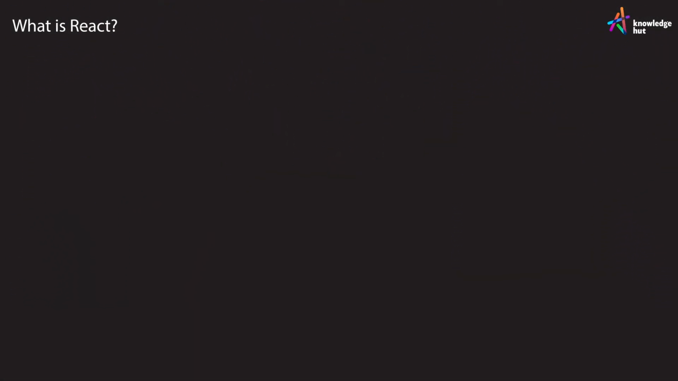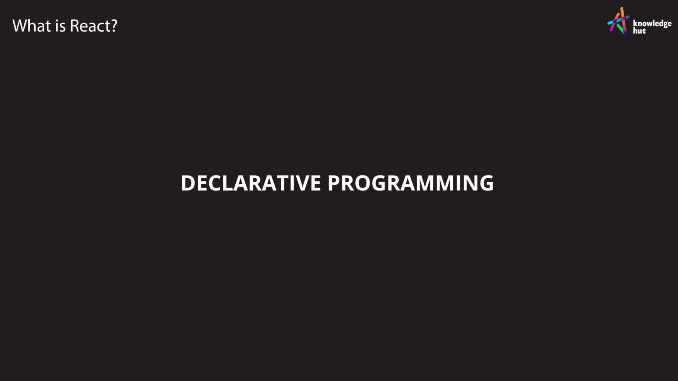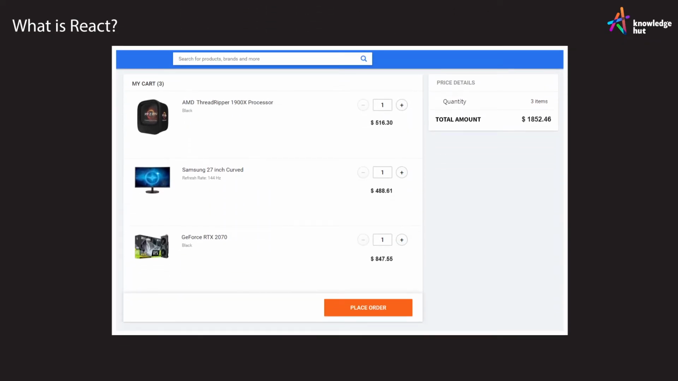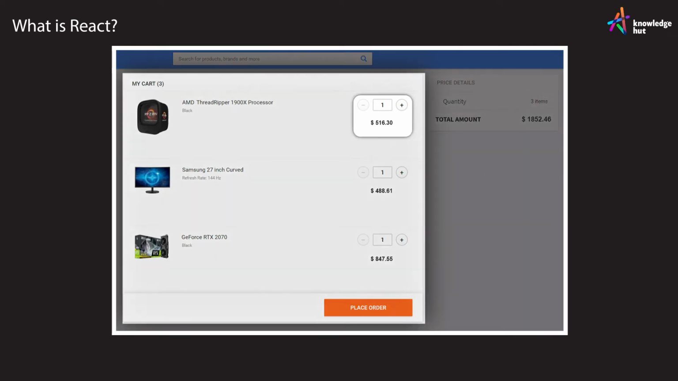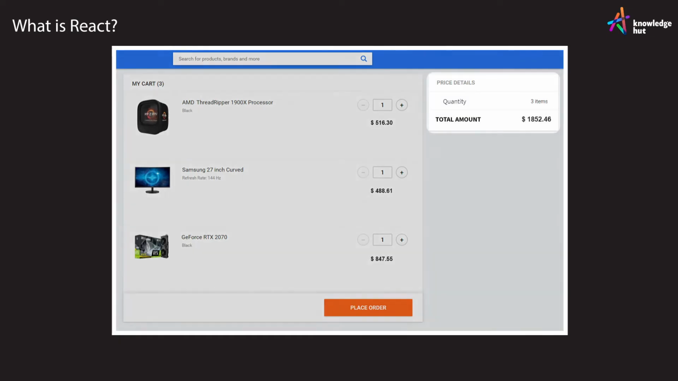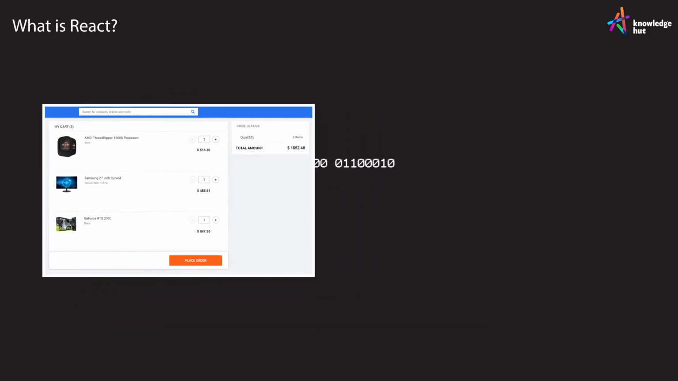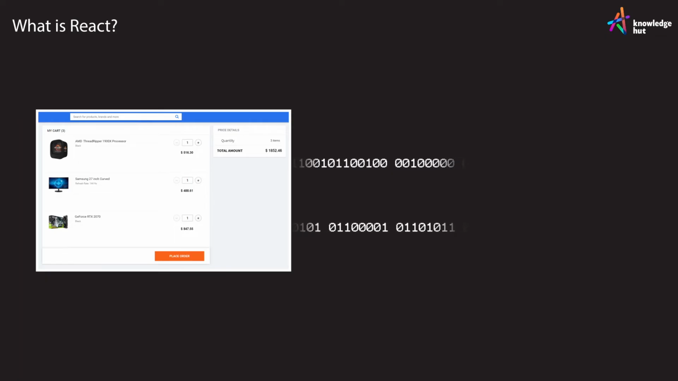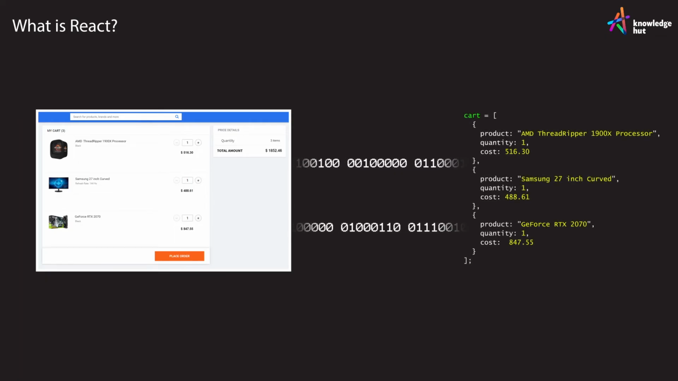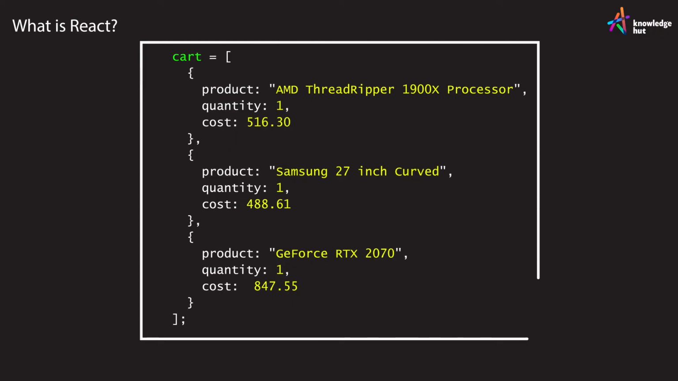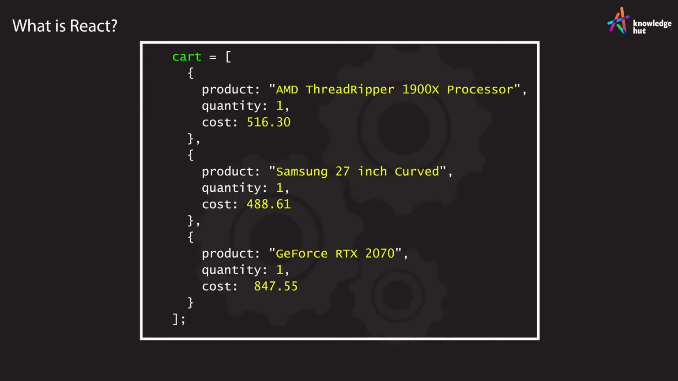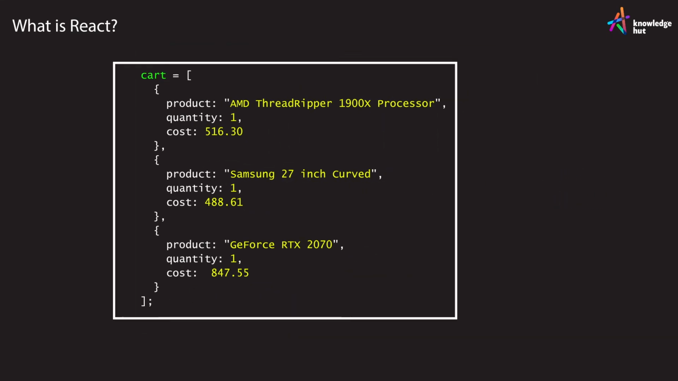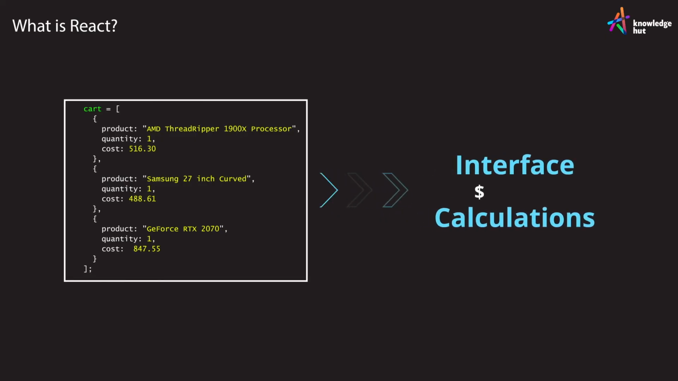At the heart of React is the concept of declarative programming. Let's visualize declarative programming using the example of a checkout screen in an online shopping application. Here, you can see a list of items that the user has added with the quantity and cost, and you can see the total amount at the bottom. If we separate the data from the visual elements that you see, then we'd get something like this. We simply have an array of products with the per unit cost and quantity purchased. This is the data that drives the interface. Changes to this data should update the interface and the calculations on the price.